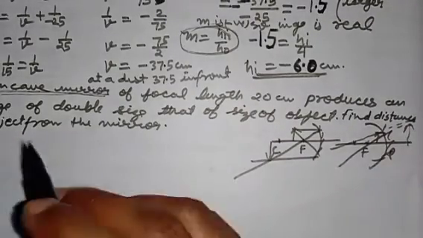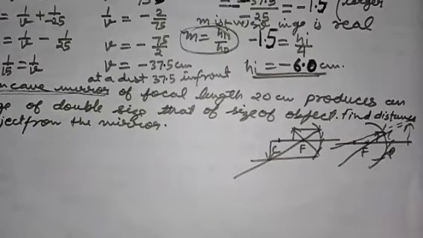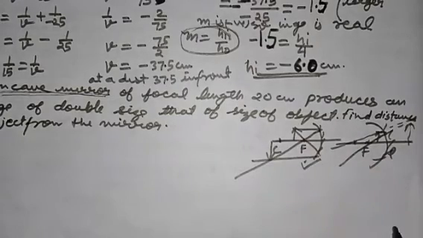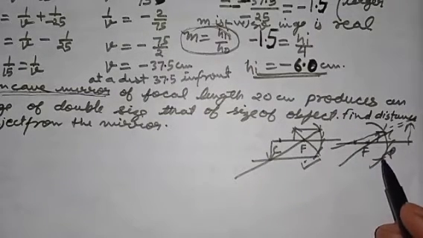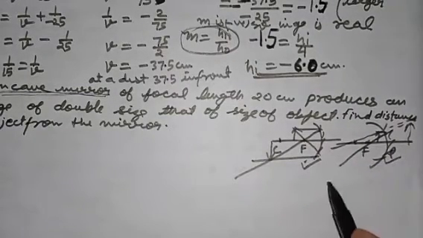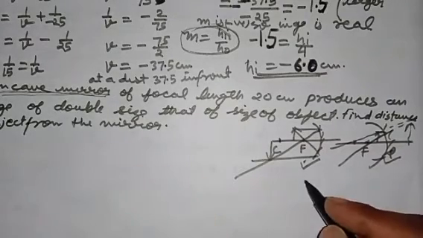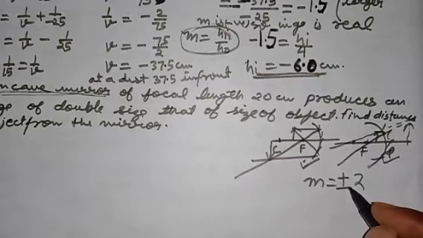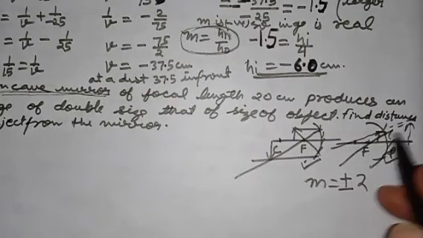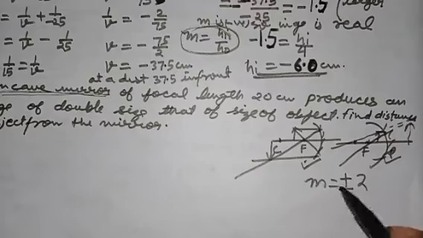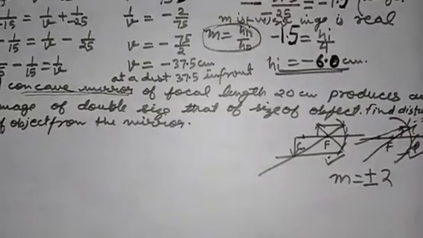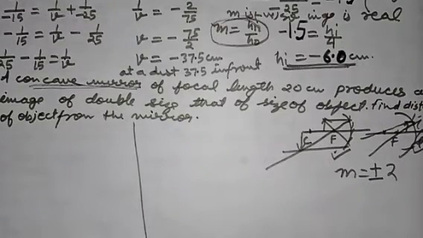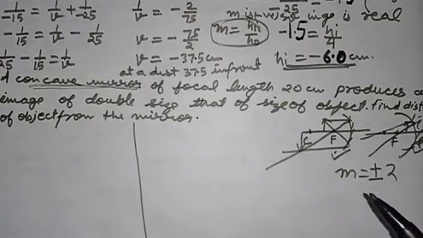So here it is not mentioned whether this image is real or virtual, because if it is real, then this case would be used, and if it is virtual, then this. And where will we put these values? Double the size means m is 2, but whether it is positive or negative, that's not clear. It can be both, from this diagram we can say. So in such a question where there is no clarity, we can take it either positive or negative.